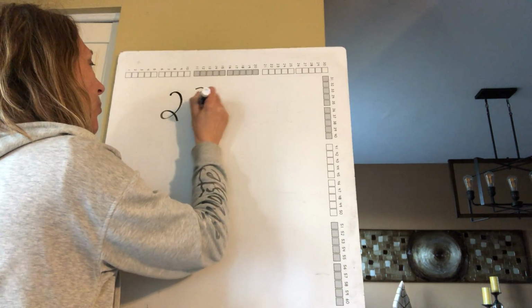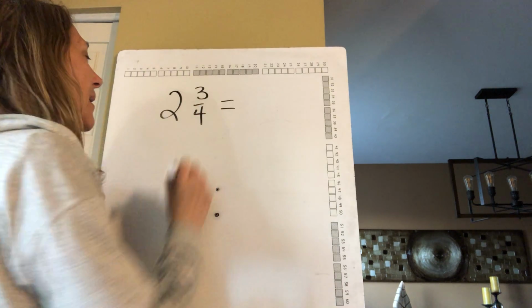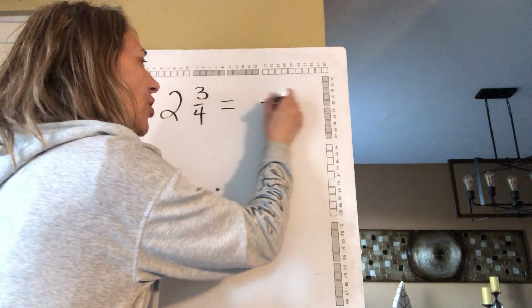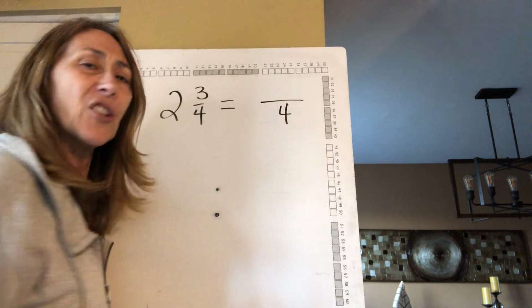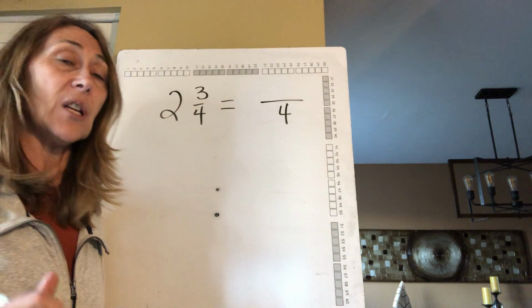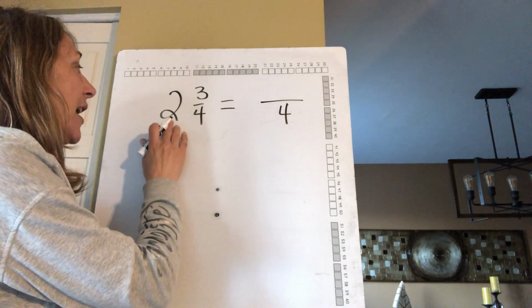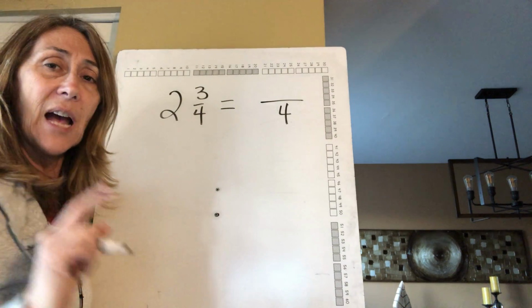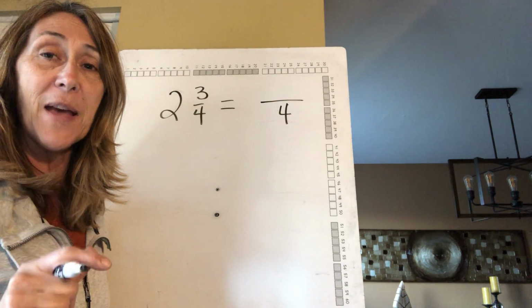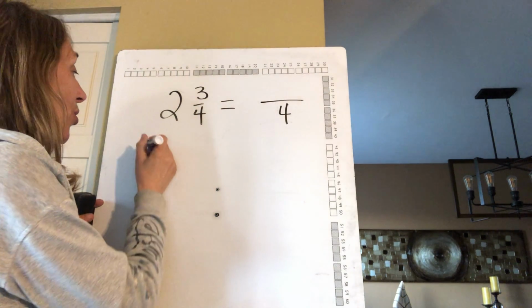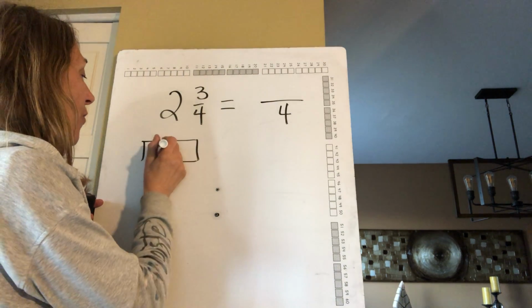Let's do 2 3/4. That means I have 2 wholes and 3/4. But I'm going to turn that into a fraction greater than a whole. A fraction greater than a whole means my numerator is going to be larger. So that means I have 2 whole pieces. And what size are they? Fourths. I will draw the picture first, and then I bet you can figure out what the pattern is in this. So 2 wholes, and they are in fourths.